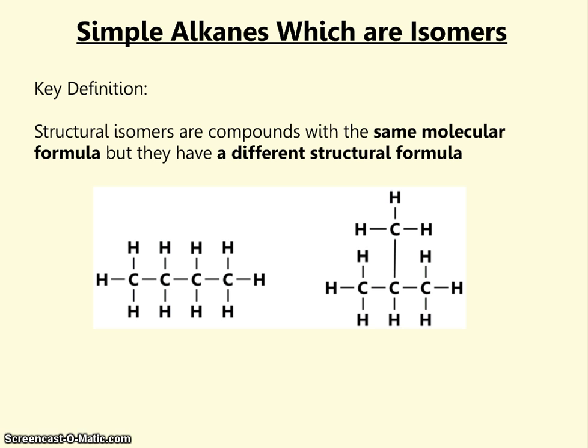So this leads us to our key definition. Structural isomers are compounds with the same molecular formula, but they have a different structural formula. The examiner also accepts for you to say they have a different displayed formula. Okay, this is a definition that you do need to know.